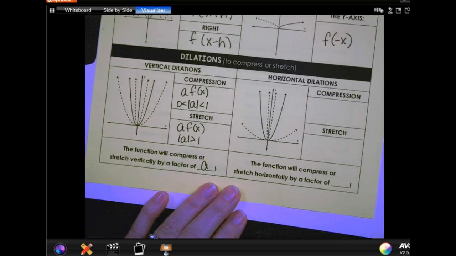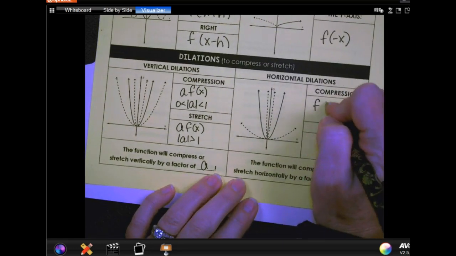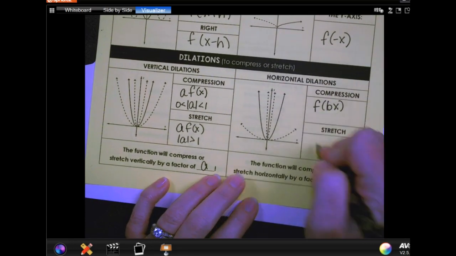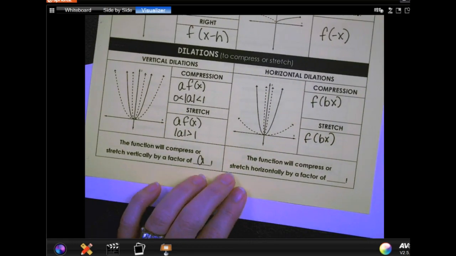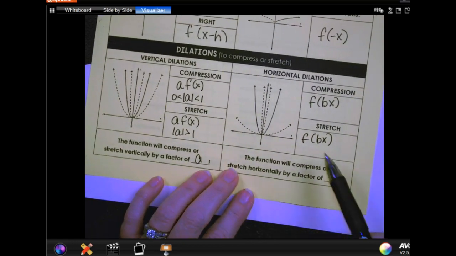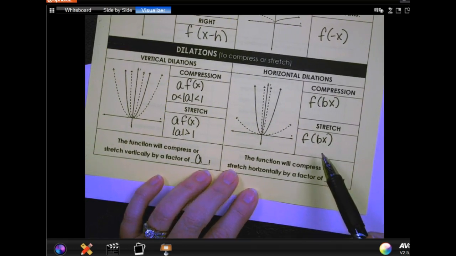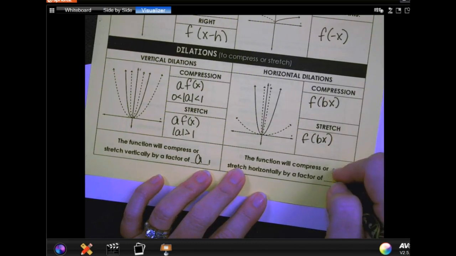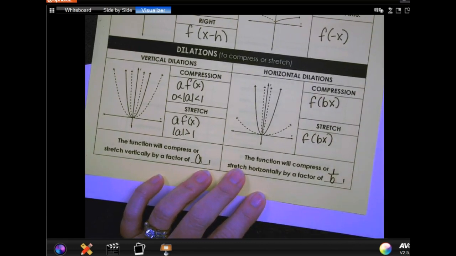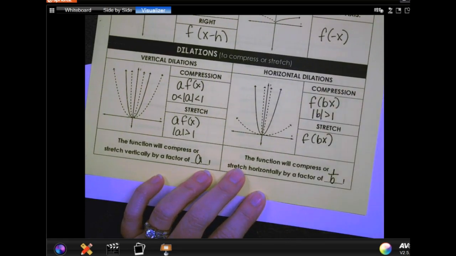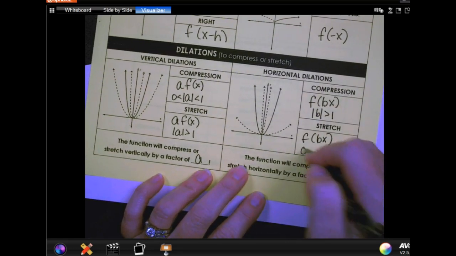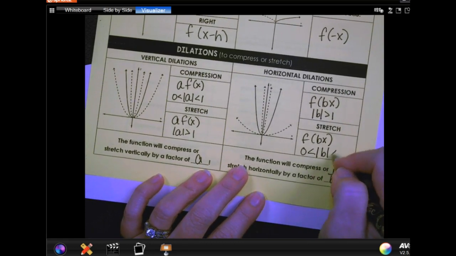So the horizontal is going to be this. It's going to have the B with the X. And so we said this is multiply, right? But my X's lie. So instead of multiply, what do you think I'm going to do? So it'll become 1 over B. So it's going to be a compression if B is greater than 1. And it's going to be a stretch if B is a fraction.